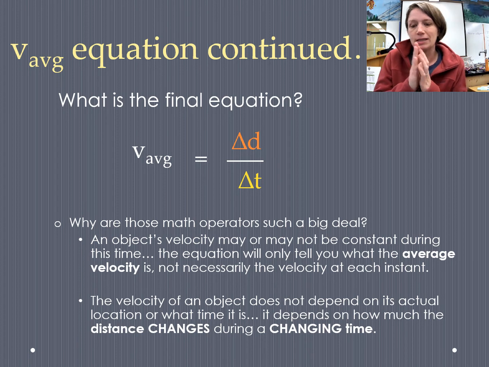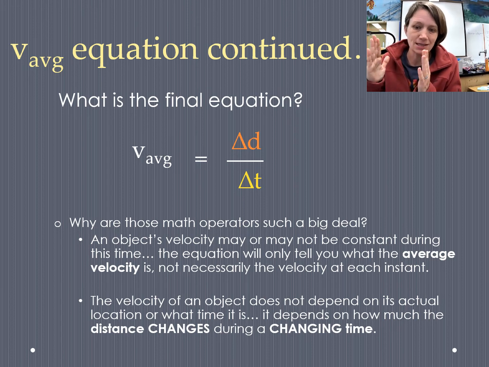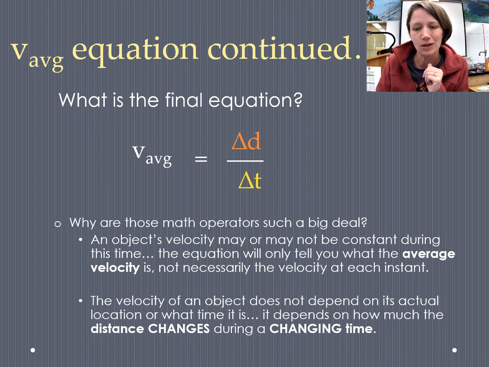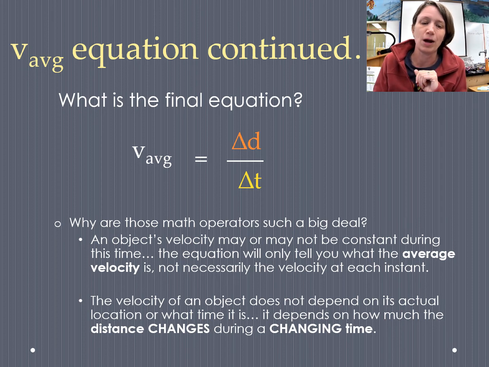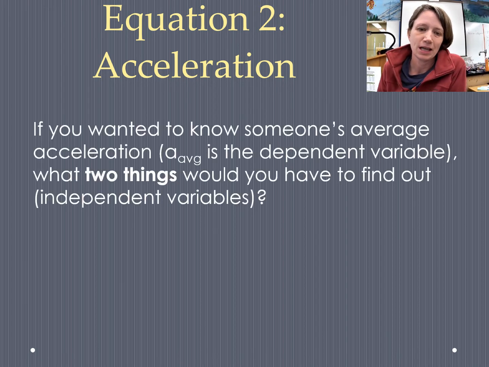What we care about is how much distance is covered or traveled, which is delta D, and the amount of time that passes, which is delta T, for that as well. So please pay close attention to those math operators and make sure that if you're plugging into this equation, we're going to be using the correct values. The second equation we're going to derive or figure out today is for acceleration.